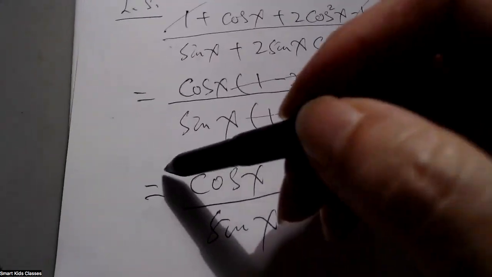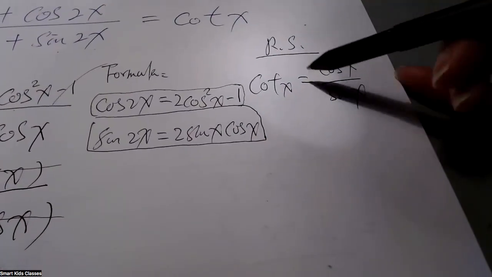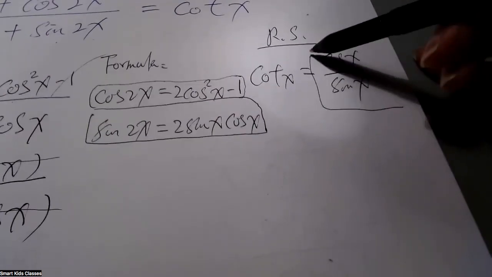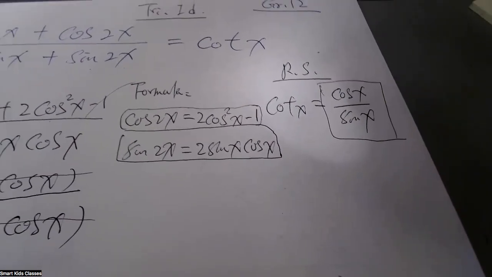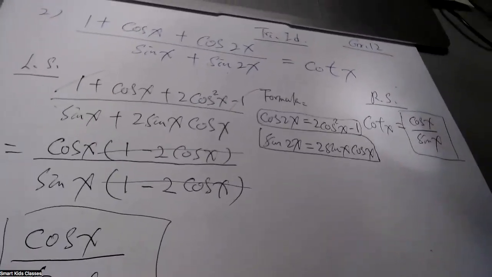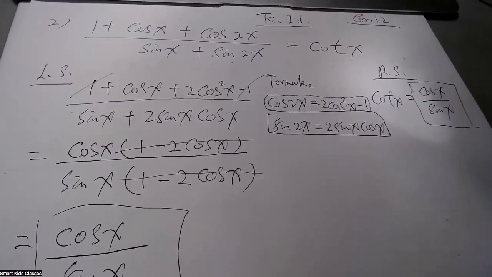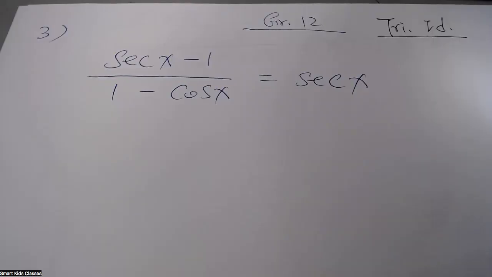Now, is left side equal right side? Wow, perfect. We solved this identity. Now, we're going to continue for the next question. The next question is to continue trigonometry identities, question 3.